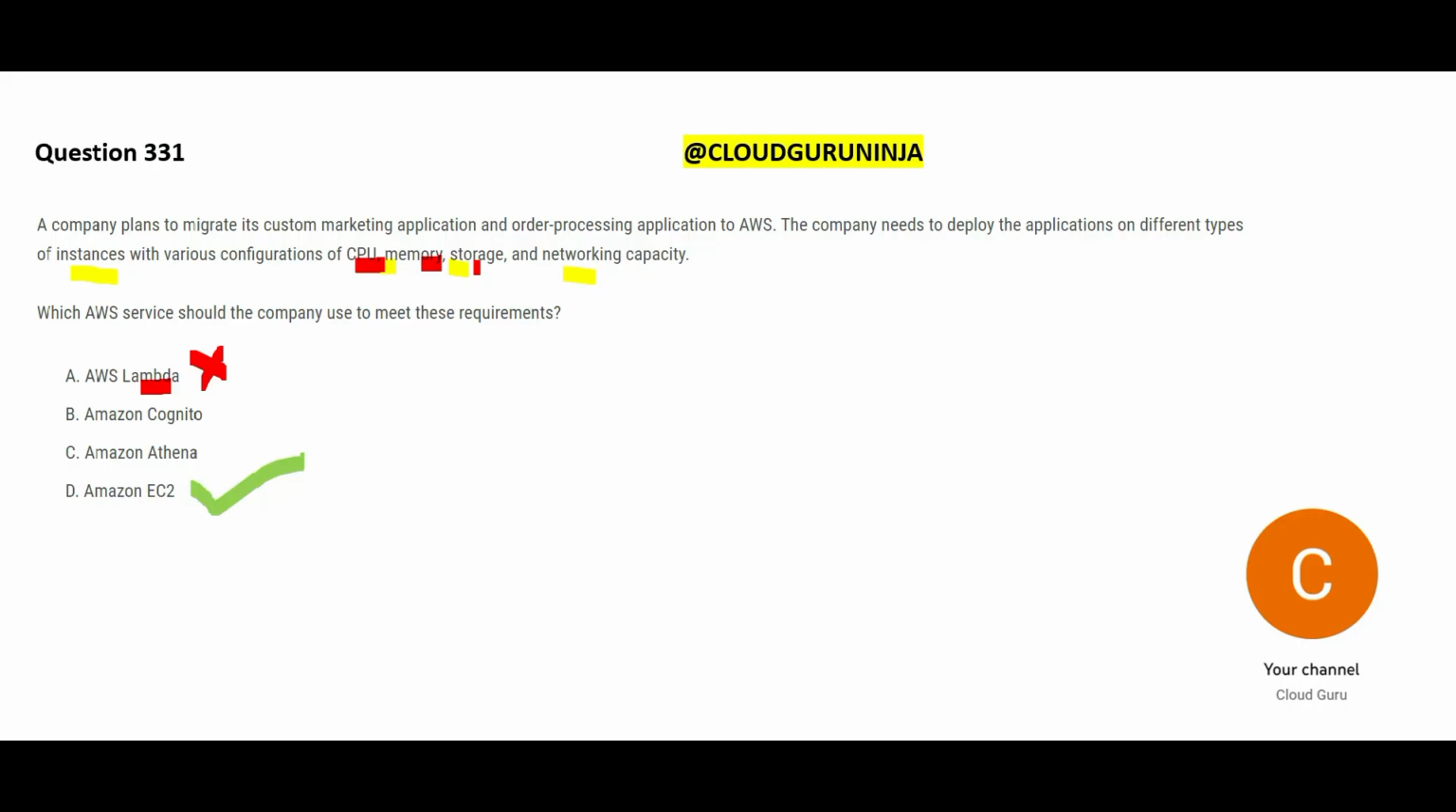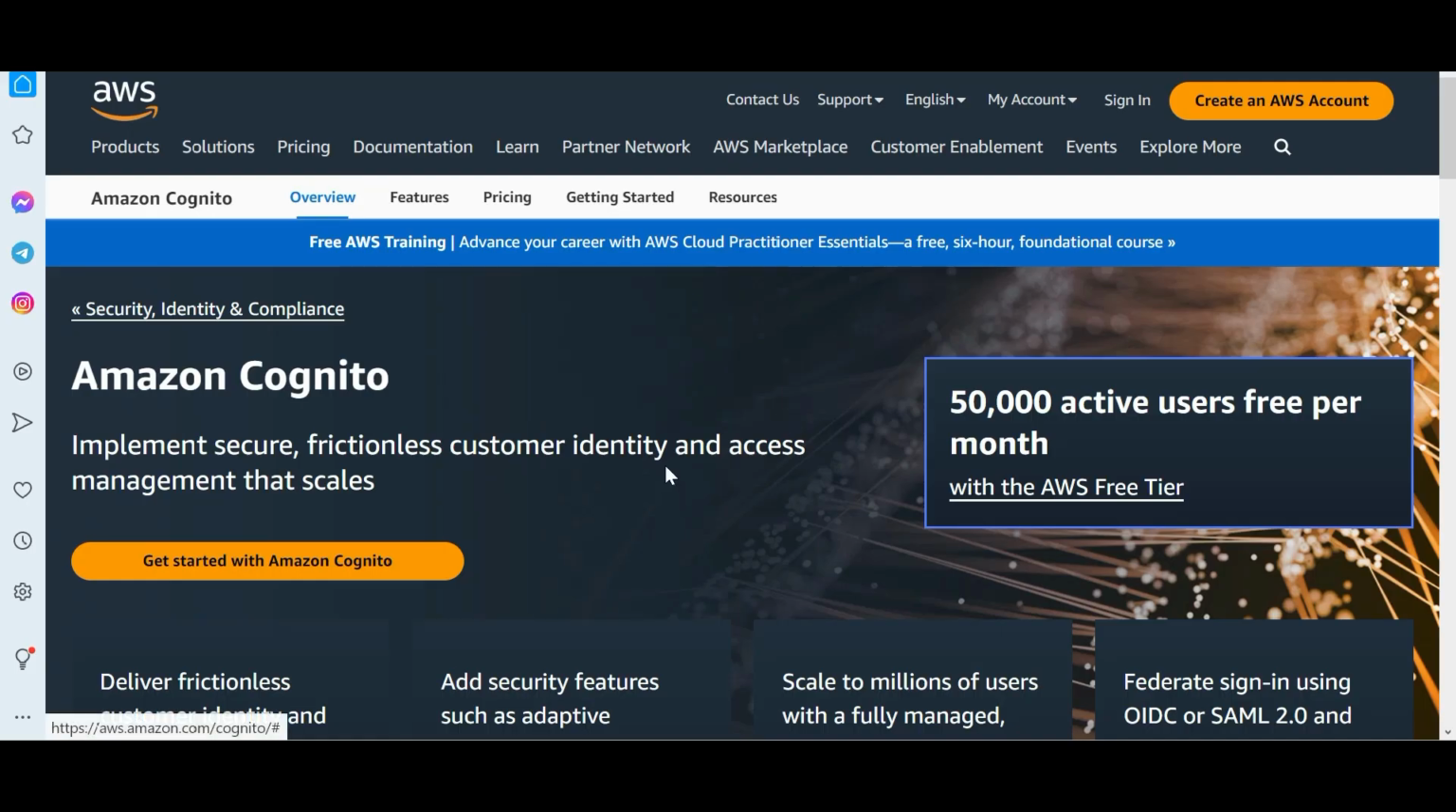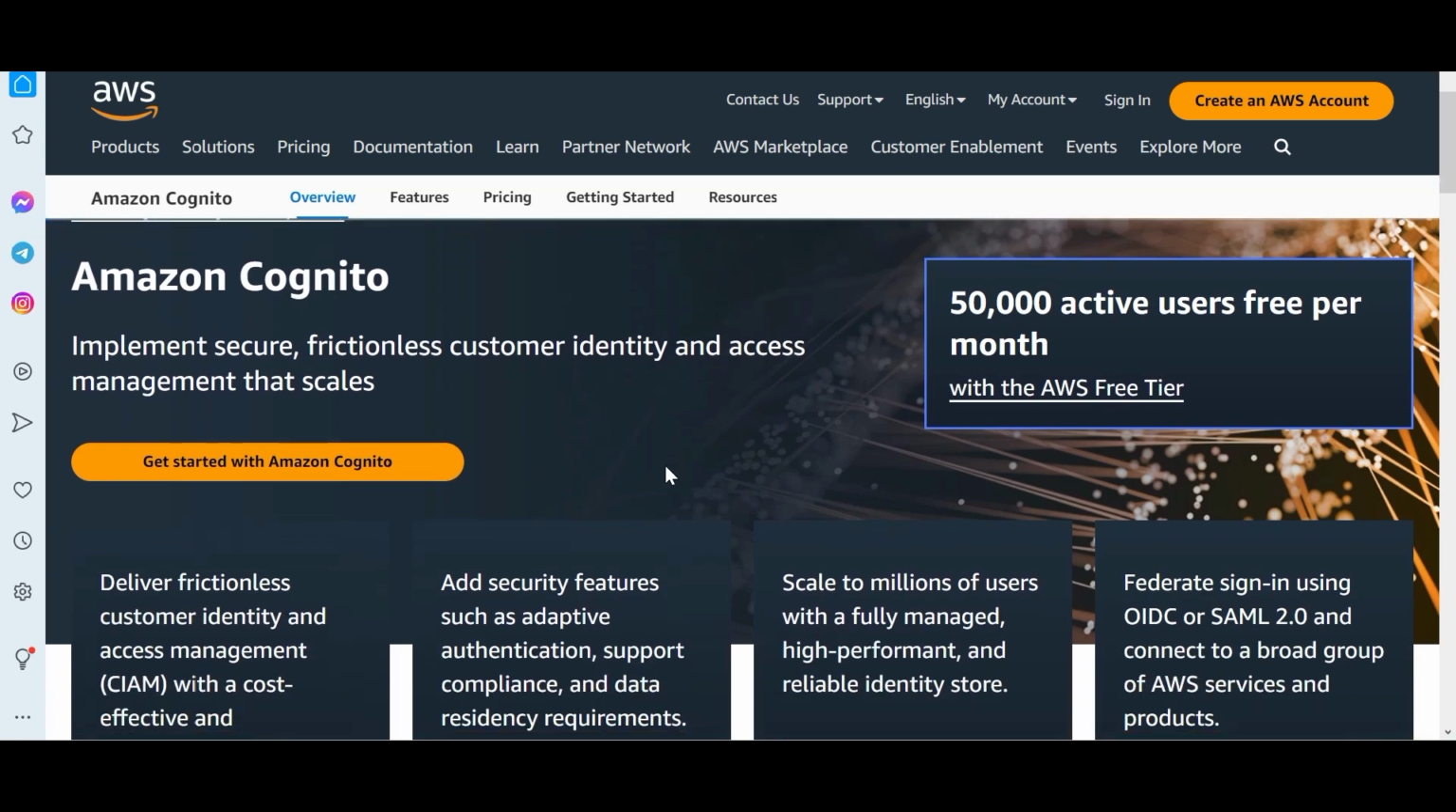But Lambda is a wrong choice here. And now Cognito, because Cognito is an IAM solution. Like you have a Gmail ID, but using that you can create a Facebook account, you can create an Instagram account. That is Cognito. This is what Cognito helps you with.